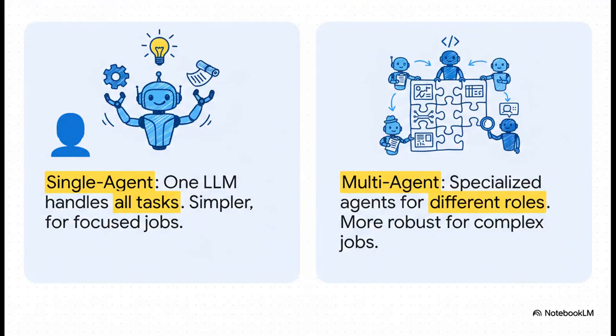Broadly speaking, there are two main approaches. You have the single agent architecture, where one LLM is the jack of all trades. It handles everything. This is simpler and great for focus-specific jobs. But then you've got the multi-agent approach. This is more like building a team of specialists. You might have one agent that's a planner, another that's a coder, and a third that acts as a reviewer. It's more complex to set up, for sure, but it's way more robust for tackling really complicated problems.